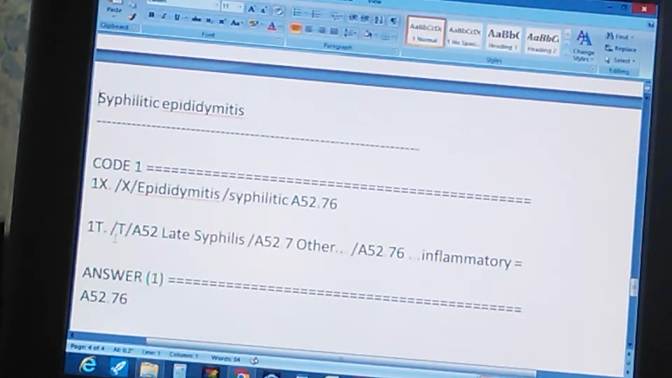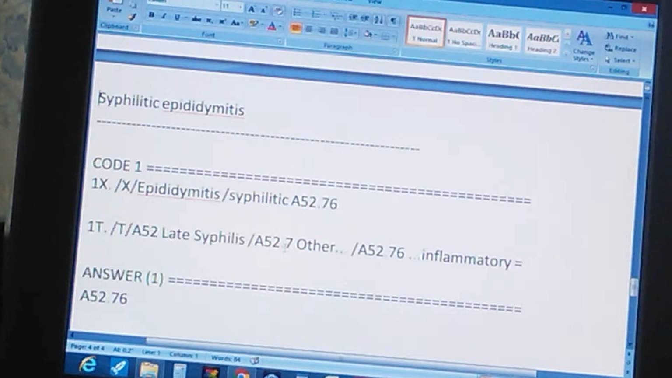So the code found through the tabular is found like this. First you go to tabular. Then you go to A52. A52, which is late syphilis, right? By the tips, remember that we told you it was late syphilis because it has traveled to the epididymis, which is outside of the main contact area. That was late syphilis. Okay, and then?